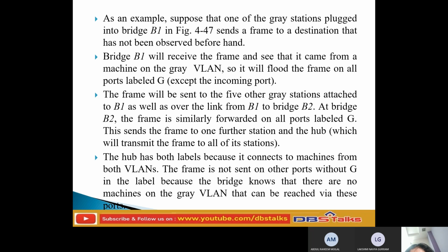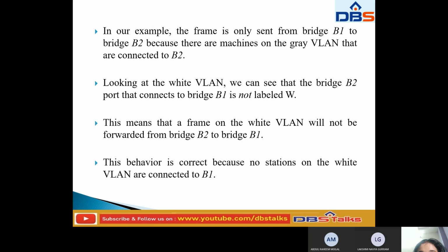At bridge B2, the frame is similarly forwarded on the ports labeled G. So this sends the frame on to further stations and the hub, and the frame is transmitted at all of its stations. The hub has both labels because it connects to machines from both the virtual LANs. The frame is not sent on the other ports without G in the label because the bridge knows that there are no machines on the gray virtual LAN that can be reached via these ports. So in this example, the frame is not sent between bridge B1 and B2 because there are no machines on the gray virtual LANs that are connected to B2.